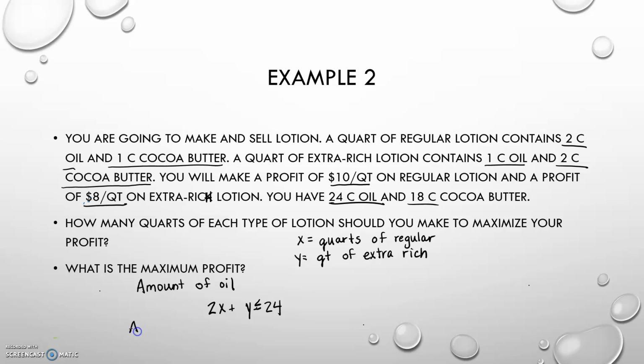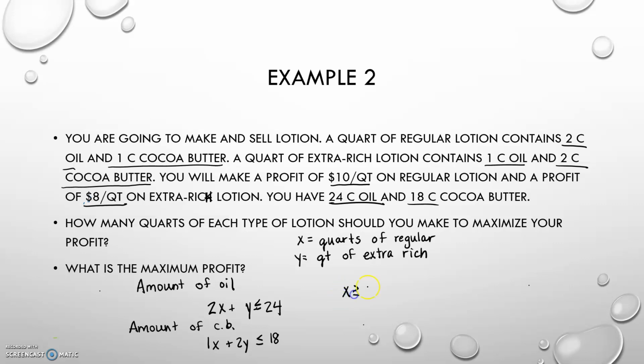So then if we think about the amount of cocoa butter, I'm just going to call it CB. There is 1 cup in the regular, and there's 2 cups in the extra rich. And this time we have 18 cups of cocoa butter. So there's 2 of our equations, but we need to think about for both X and Y, are there any other constraints we need to consider?